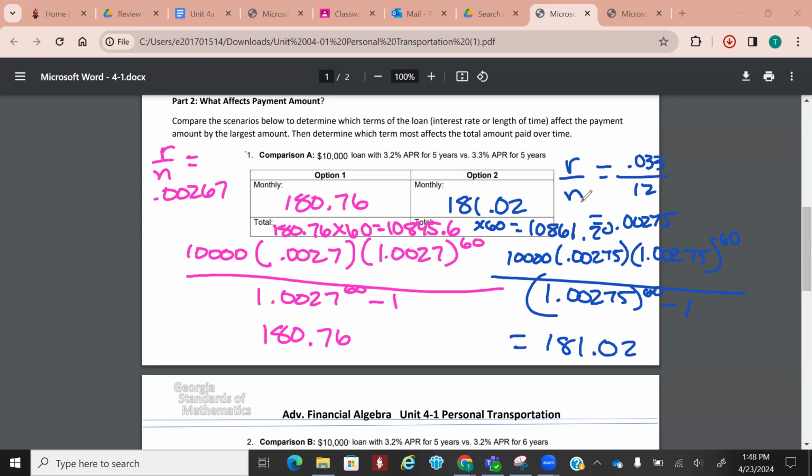So which one would be a better option? It would be this one, because you would pay less over time. Now, again, this one has a lower percent APR.